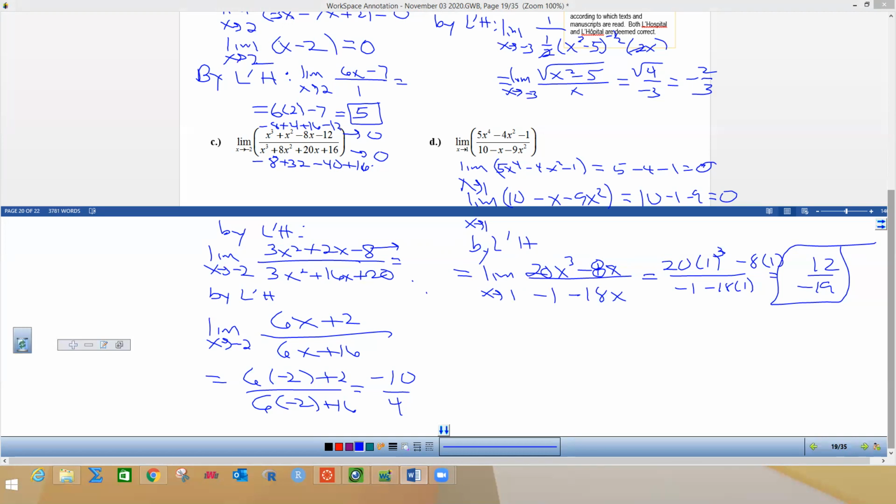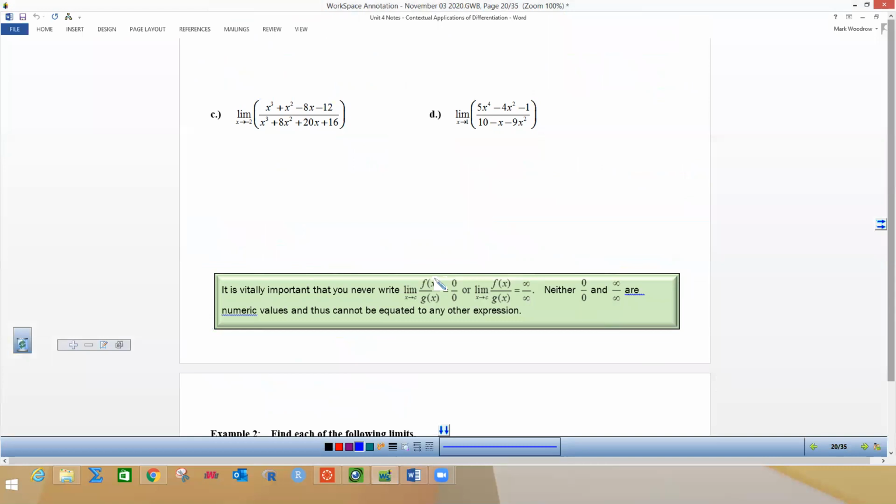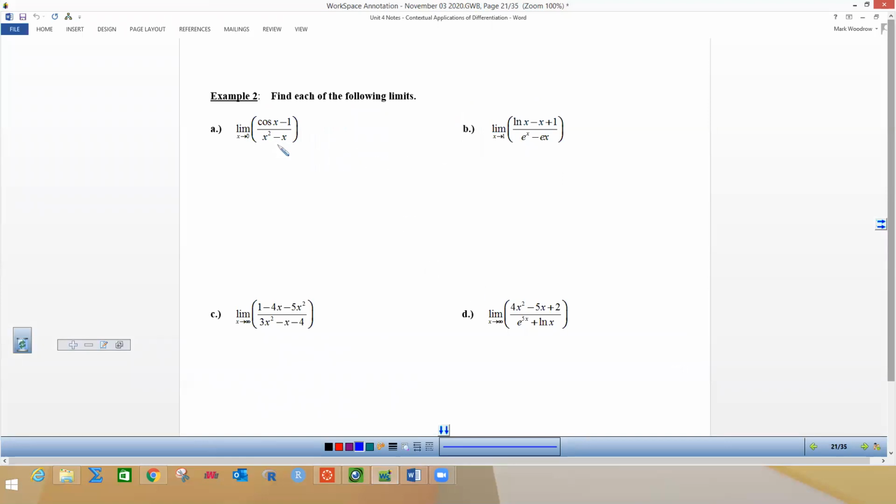Okay, now I want to make sure that we see this thing on the next page. It was at the bottom or at the top. You are never allowed to show 0 over zeros or infinities over infinities. So I want to make sure you realize that. I've said it several times and showed you on these, especially this one and the first one, that you can't do that. Okay, so coming down here, find each of the following limits.